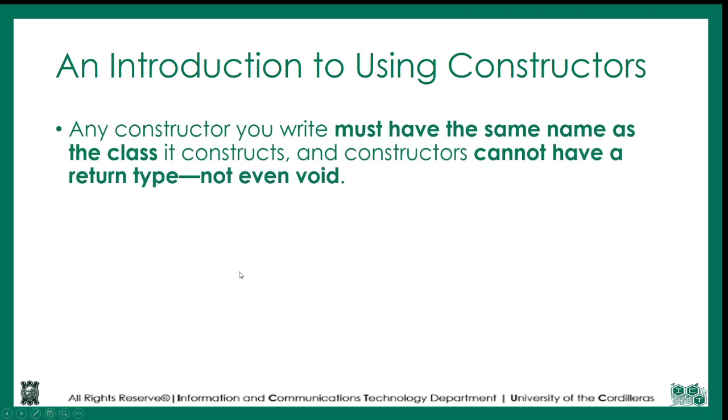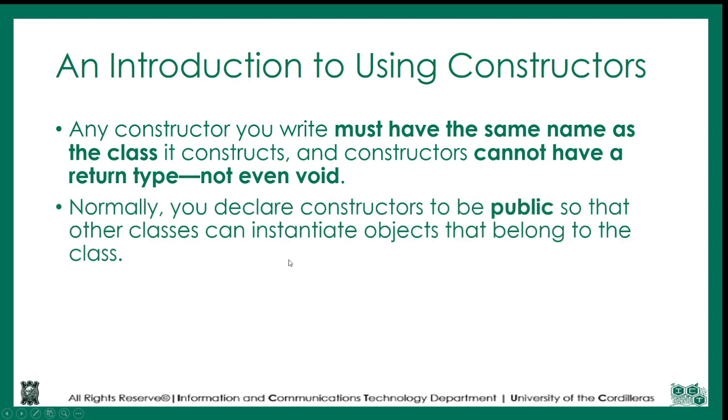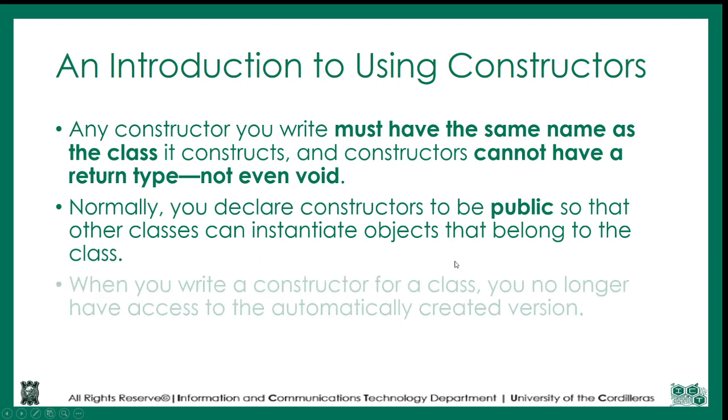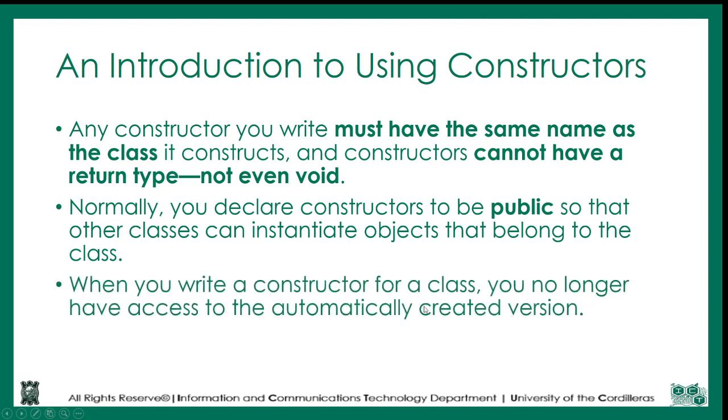Any constructor you write must have the same name as the class it constructs. And constructors cannot have a return type, not even void. Constructors and methods are actually different. When you are declaring a constructor, most of the time you declare it to be public. When we say public, we are declaring that it can be accessed by other classes outside the classes that you have created. When you write a constructor for your class, you no longer have access to the automatically created version.